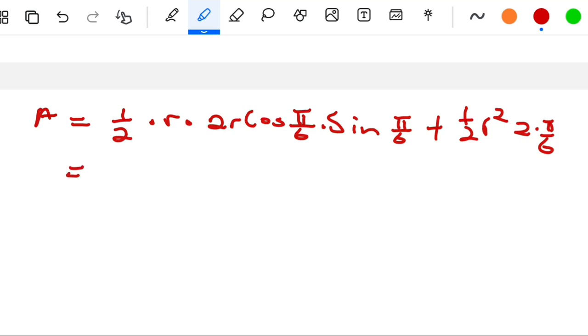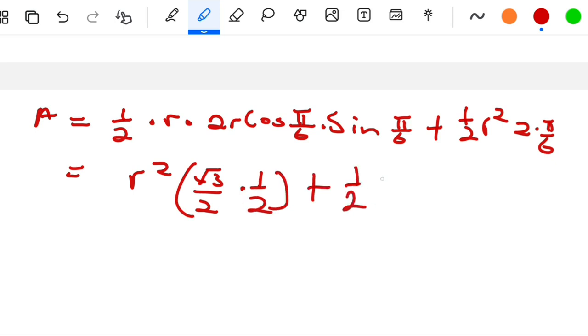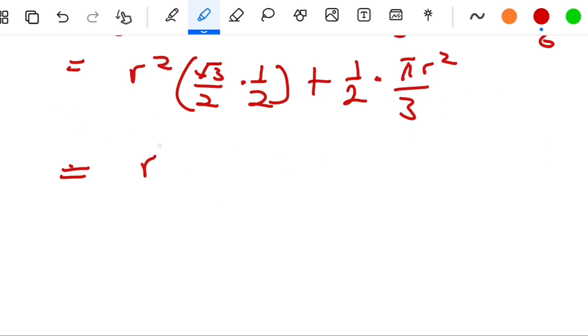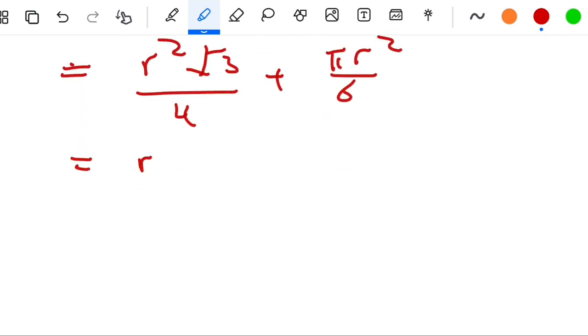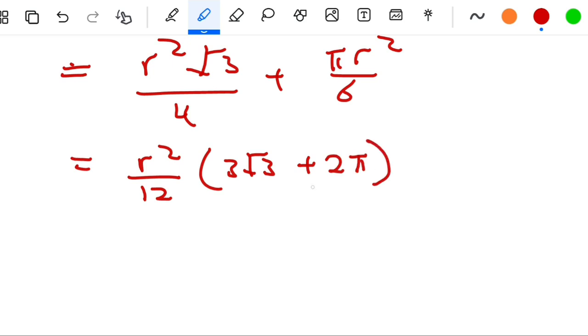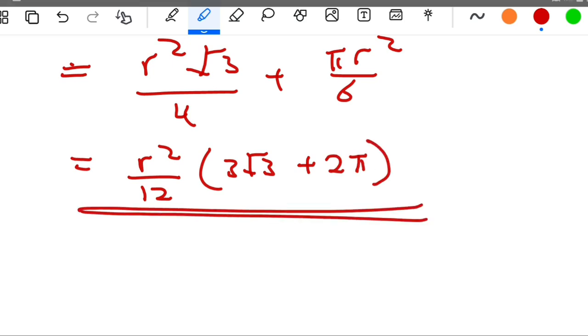After simplifying, we're going to get what? We're going to get r squared root of 3 over 2 times half plus half times pi r squared over 3, which will equal r squared root of 3 over 4 plus pi r squared over 6, which is going to give us r squared over 12 times 3 root of 3 plus 2 pi. So this is our area there.